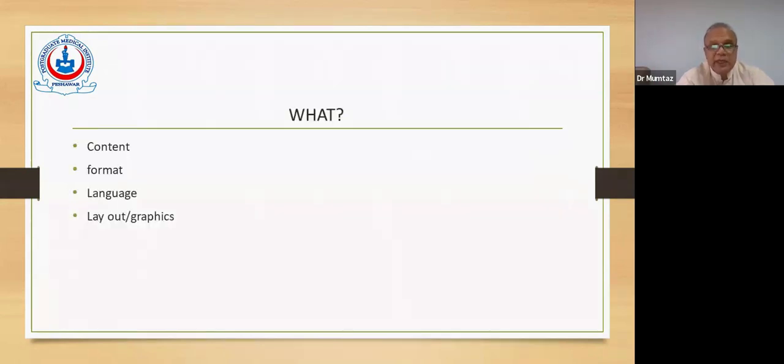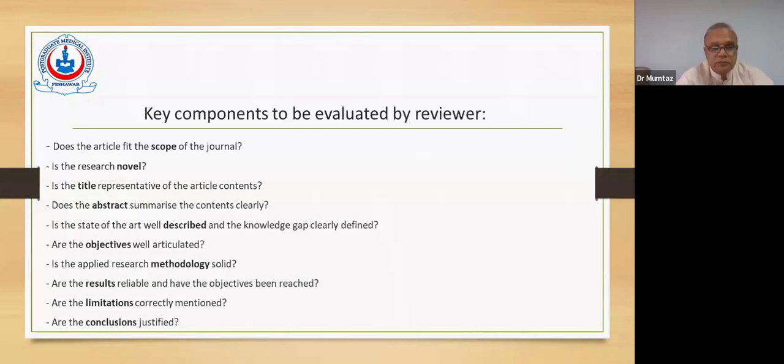Okay, what do we do in peer review? In the peer review, there is evaluation of the content of the paper, the format of the paper, the language, and of course the layout and the graphs. All these things are evaluated. We will discuss this in detail in the coming slides. These are the contents which should be checked. Number one, does it fit in the scope? As I told you earlier, you have read the policies of the journal. So by now, you know the scope of that journal, and you can answer this question.